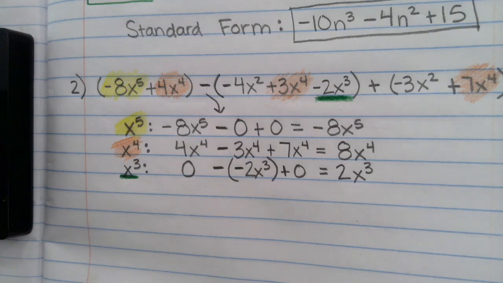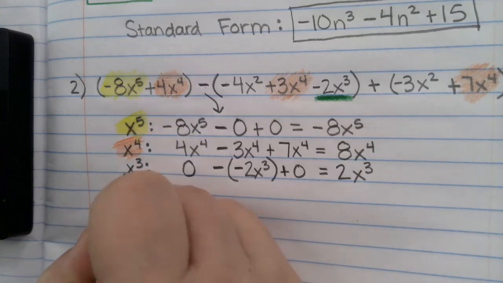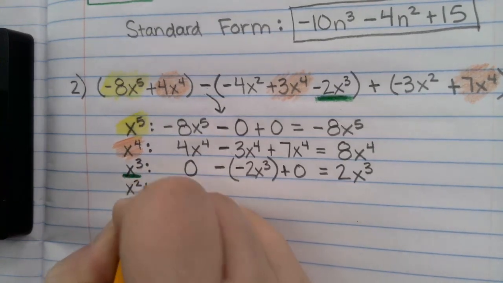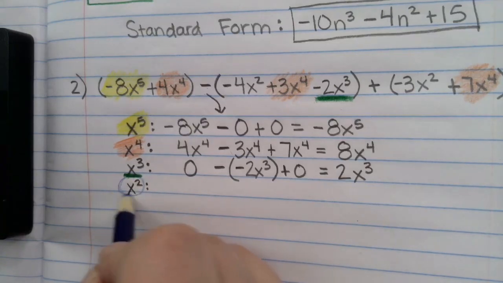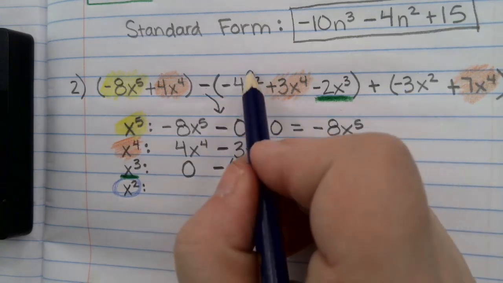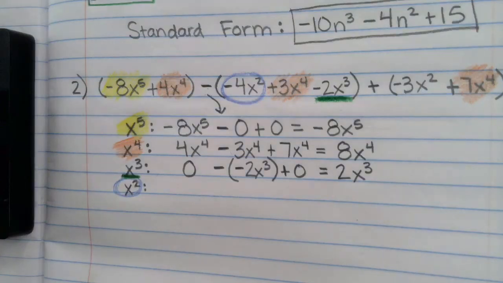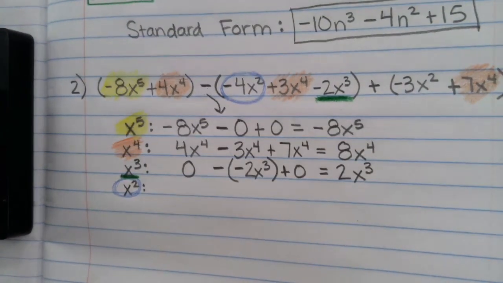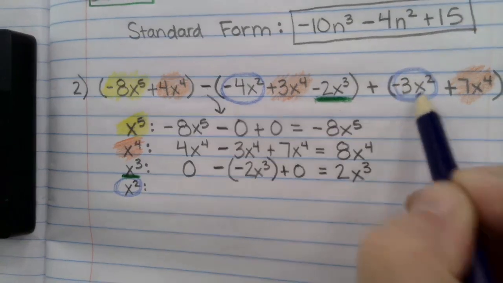All right, after x to the 3rd, what do we have next? X to the 2nd. All right, where do I have my x to the 2nd? Second and third. In the second, I have this negative 4x squared. And then negative 3x squared. Negative 3x squared.